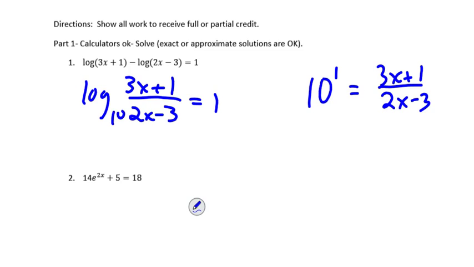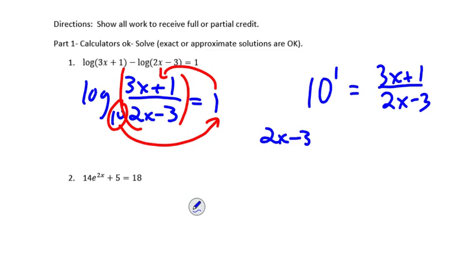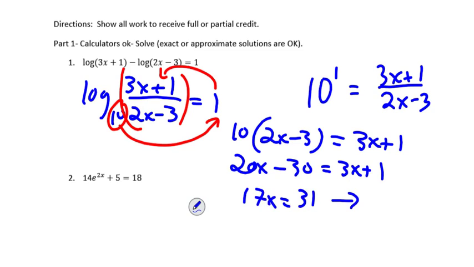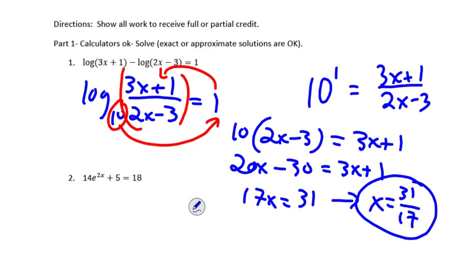10 to the power of 1 equals the input of the log, which is the output for your exponential piece. And then if you solve this, you multiply both sides by 2x minus 3, and that should give you this linear expression. And then what do we want to do with that? Distribute: 20x minus 30 equals 3x plus 1. So 17x equals 31, which means x equals 31 over 17.